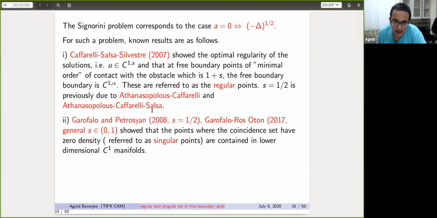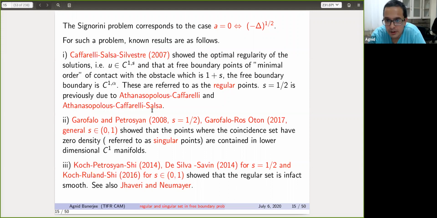Now, in 2008, Garofalo and Petrosyan studied the singular points, the so-called points of zero density of the coincidence set, and at such points they were able to obtain stratification results similar to those of the obstacle problem. That is, the singular set is contained in C^1 manifolds of dimension dictated by the dimension of the singular point. This is an aspect that I will address later. And again, for general s, it was more recently done by Garofalo and Rule.